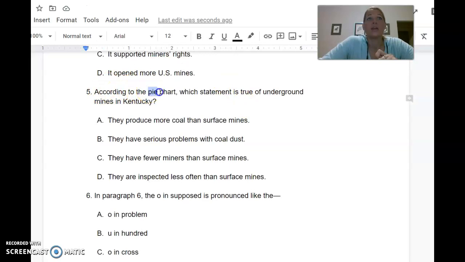According to the pie chart, all right, we've got a diagram, a chart in here to look at. Which statement is true of underground mines in Kentucky? Okay, I'm going to highlight this in a different color for y'all. We're looking for something that's true, so we can prove it by the chart they've given us.